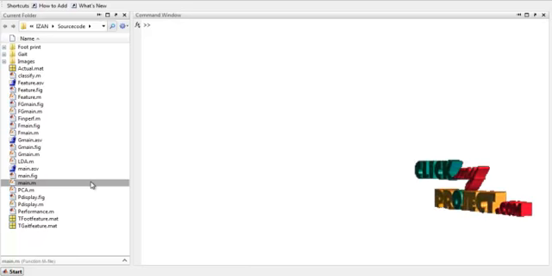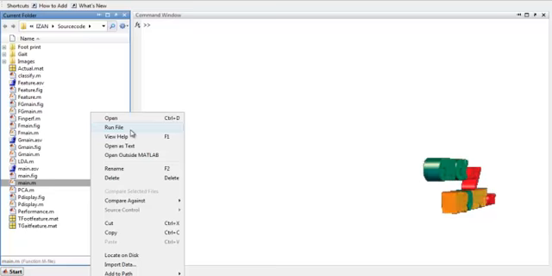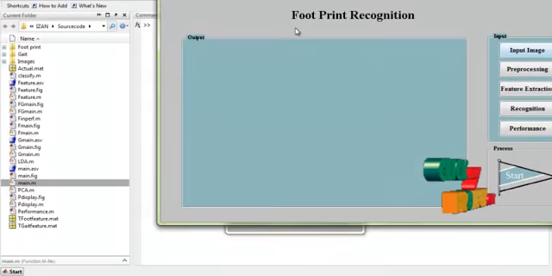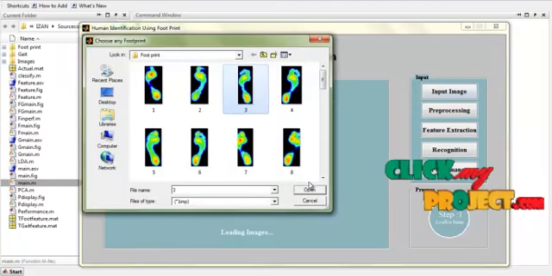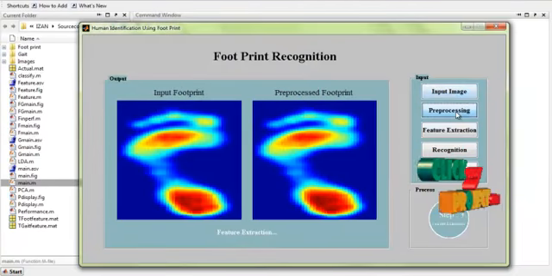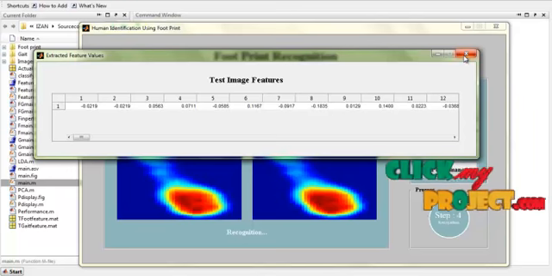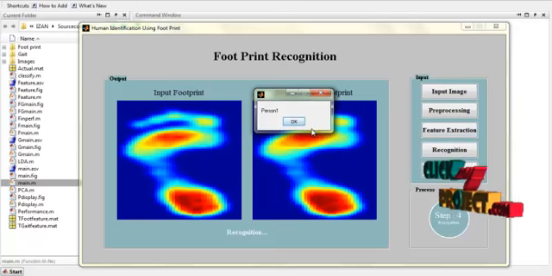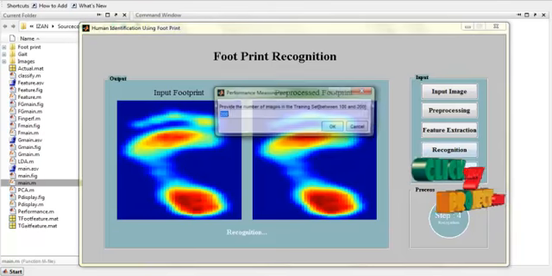Let me see the running procedure of the process. Select the file main.m, which is located in the source code folder. Right click it and click on run file. You will get the user interface. When we click on footprint alone, this user interface will open, and we can give any one of the footprints here. Then we apply the pre-processing process. We extract the feature values from the footprint obtained. Then we perform the recognition process. This footprint corresponds to a person, and then finally we measure the performance.